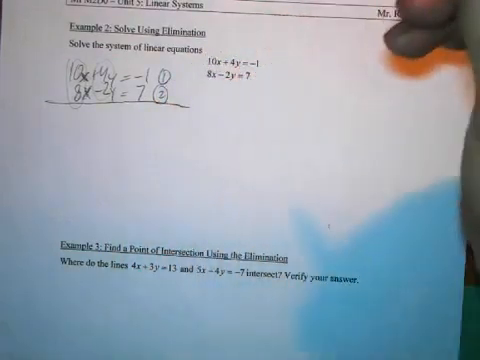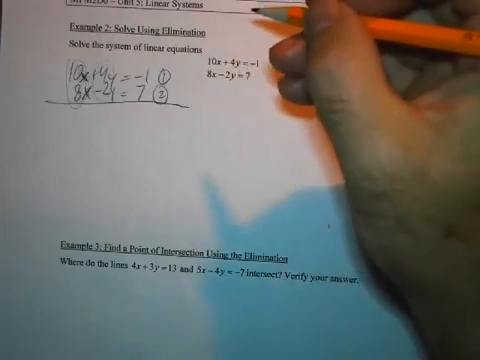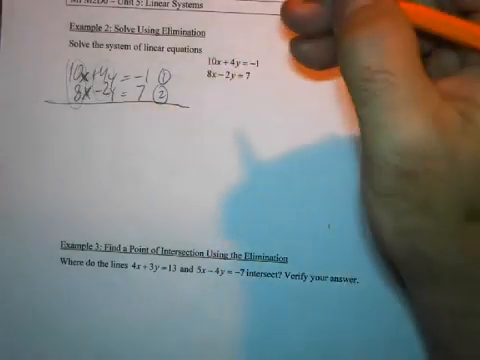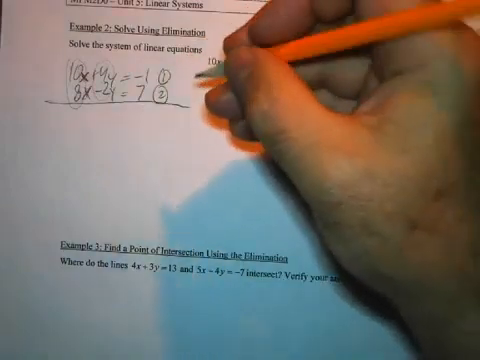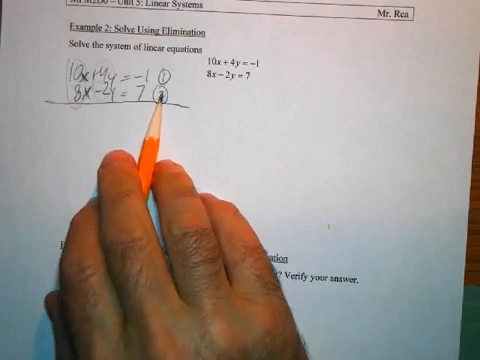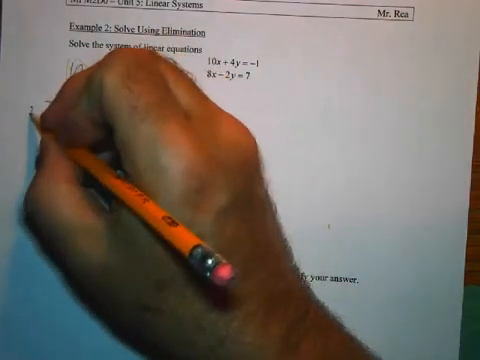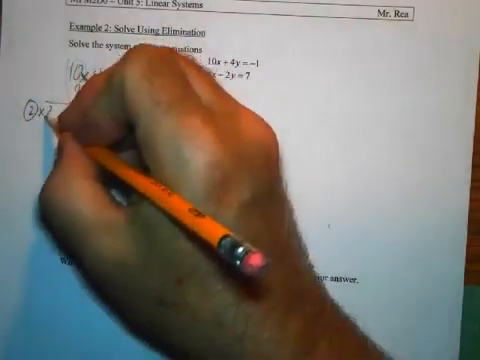And I want to show you the technique. Again, communication is king here. You have to tell me what you're doing rather than just write a bunch of random steps and I have no idea what you're doing. So what do we want to do? We want to take this equation, equation 2, and multiply it by 2. So I'm going to put it right here, equation 2 times 2.